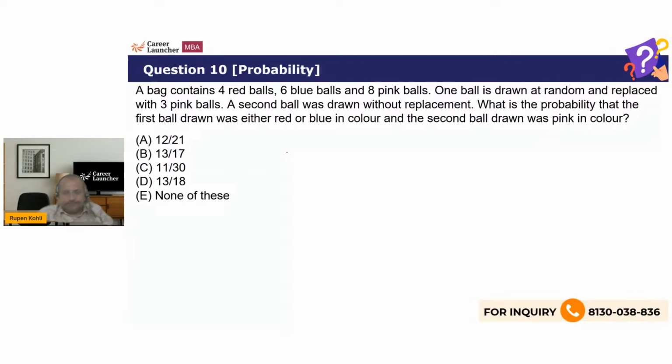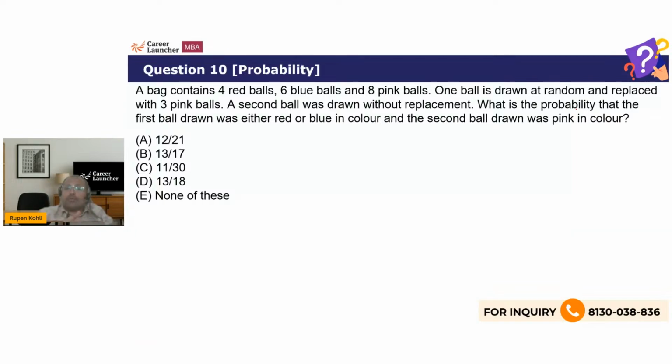All right. So there are 3 colors, 4 red, 6 blue, and 8 pink balls. Now, the question is a little bit, you know, two things have happened. 1 ball is drawn at random and replaced with 3 pink balls. Okay. So this one is removed, right. Besides that, 3 pink balls have also come in. Which one was removed is not known.